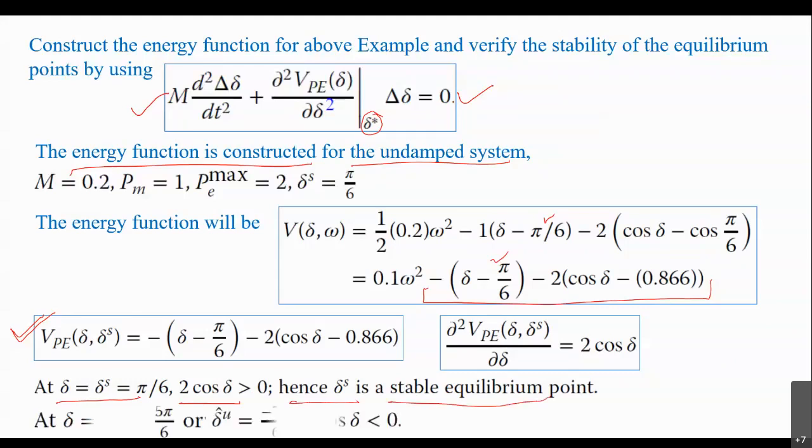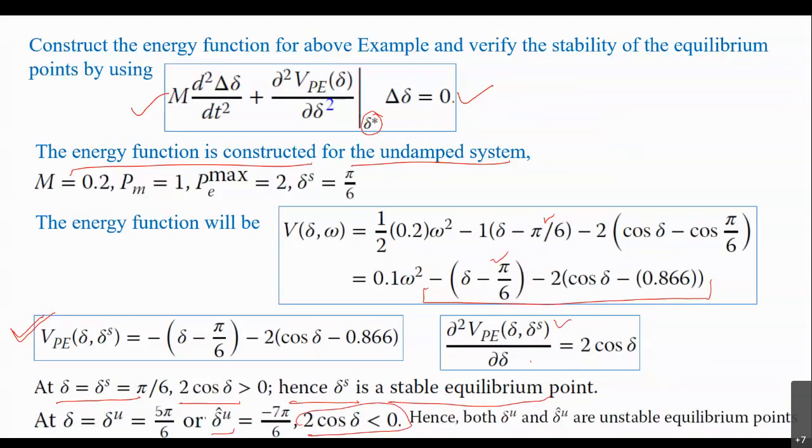At delta equal to delta U, or delta U cap equal to minus 7 pi by 6, 2 cos delta is less than 0, so your system becomes unstable. They are unstable equilibrium points. So very easily we can verify the stable or unstable equilibrium point by using this method also.